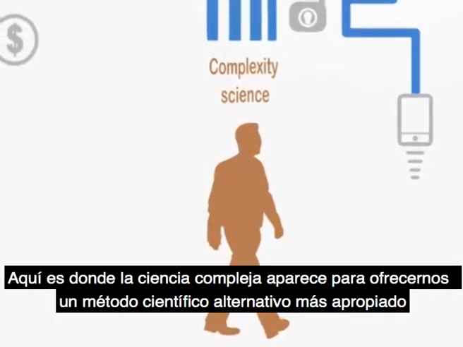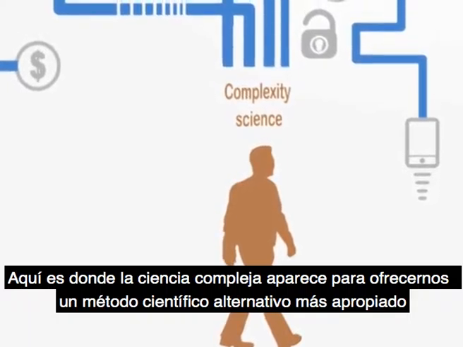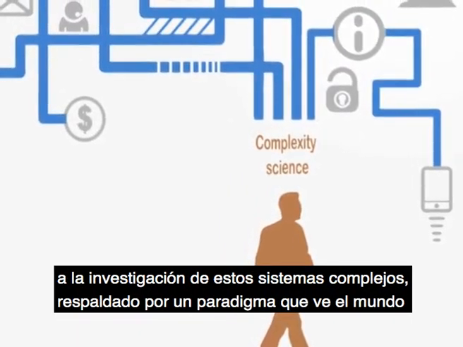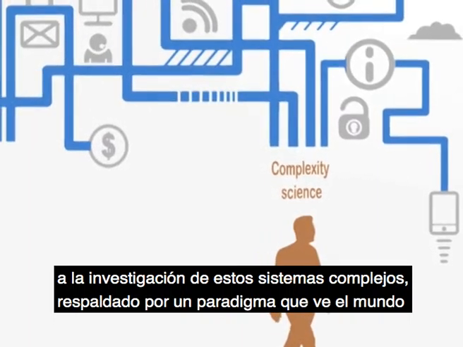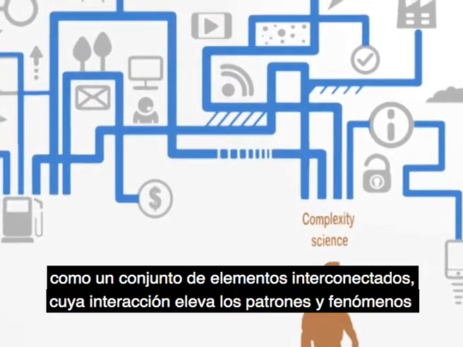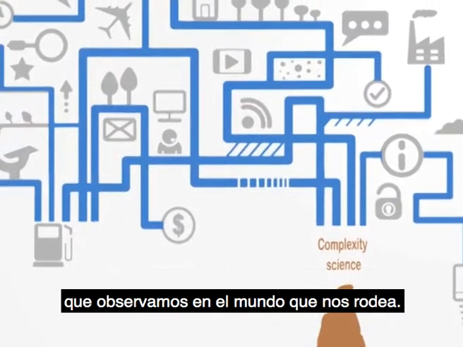This is where complexity science comes in, to provide us with an alternative scientific method better suited to researching these complex systems, supported by a paradigm that sees the world as a set of interconnected elements whose interaction give rise to the patterns that we observe in the world around us.